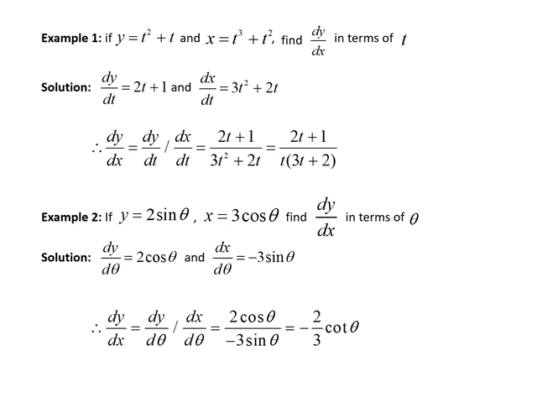Now dy/dtheta. The other one was given in terms of t, and this one is given in terms of theta, so we are going to differentiate with respect to theta. We now have dy/dtheta equal to 2 cos theta, because if we differentiate 2 sin theta, it's going to give us 2 cos theta. And dx/dtheta, where x is equal to 3 cos theta, we are differentiating it now. We have dx/dtheta equal to minus 3 sin theta. If we differentiate 3 cos theta, it will give us minus 3 sin theta.